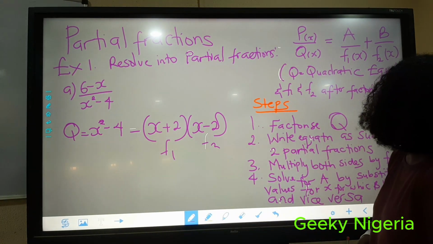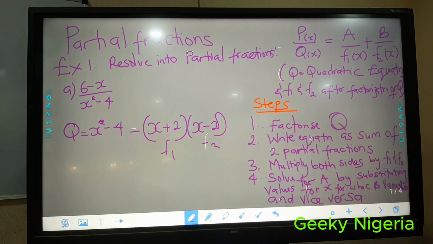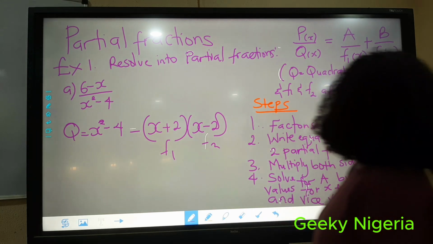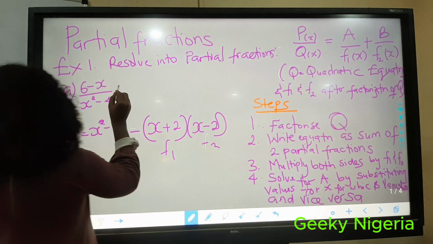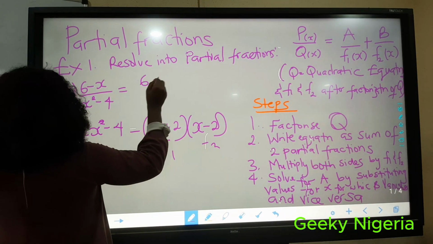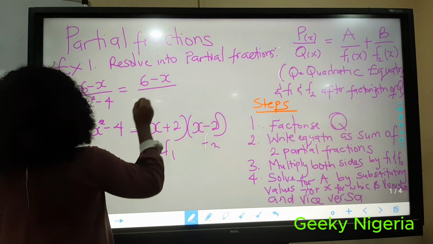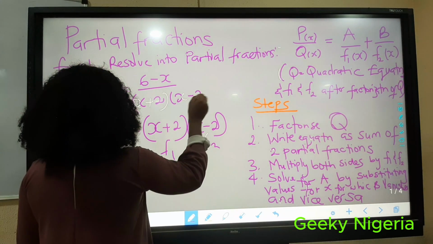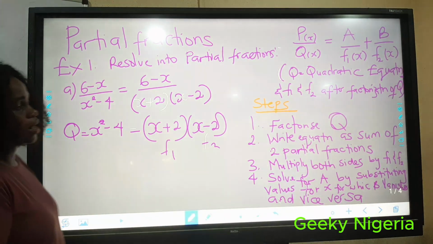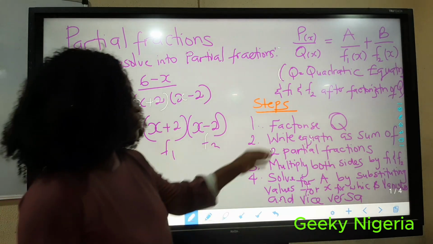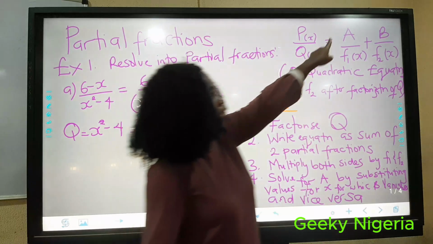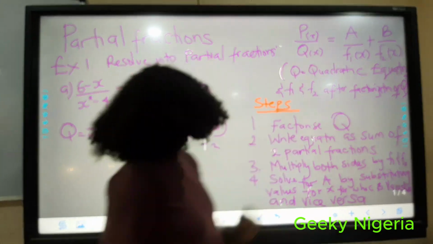Alright? So what are the steps? First, factorize your Q. We have done that. So this equation can also be written as 6 minus x all over x plus 2, x minus 2. Next, write the equation as a sum of two partial fractions. These are the sum of two partial fractions.